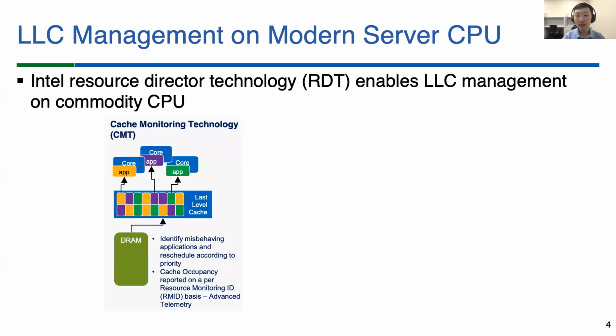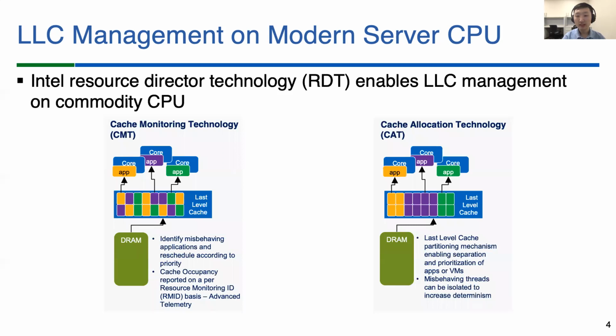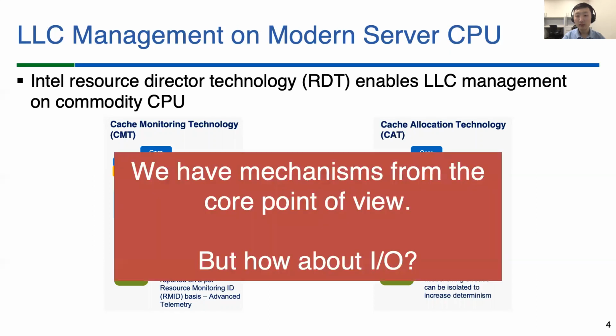For example, cache monitoring technology, CMT, can let the user know the LLC capacity consumption of a CPU core or application. Cache allocation technology, CAT, enables per core or process LLC allocation in cache way granularity. Now, we have the weapon to solve the LLC contention between the CPU cores. And the question is, how about I/O?